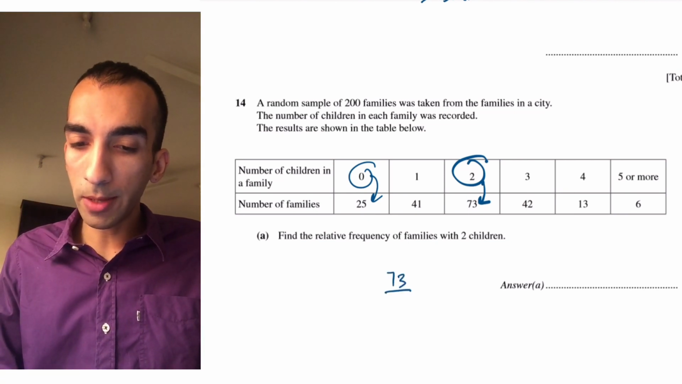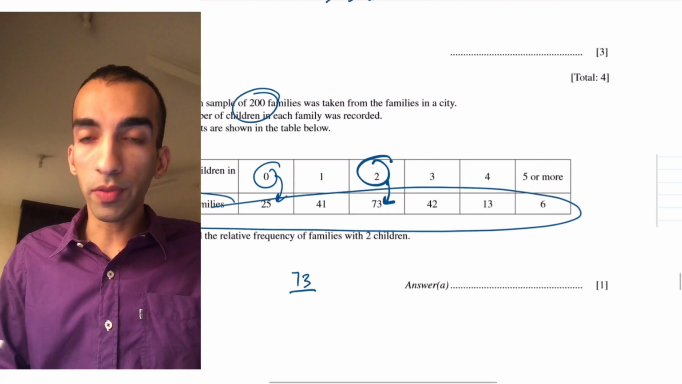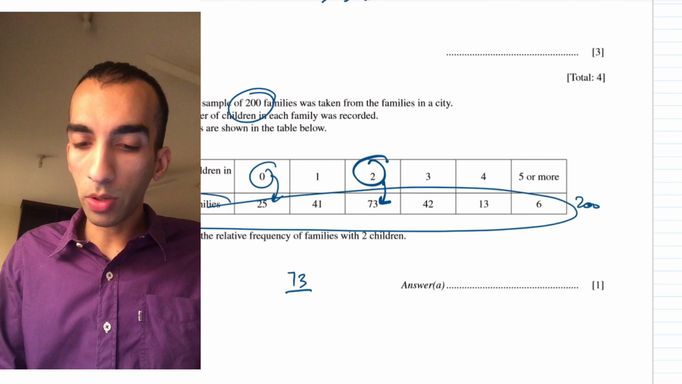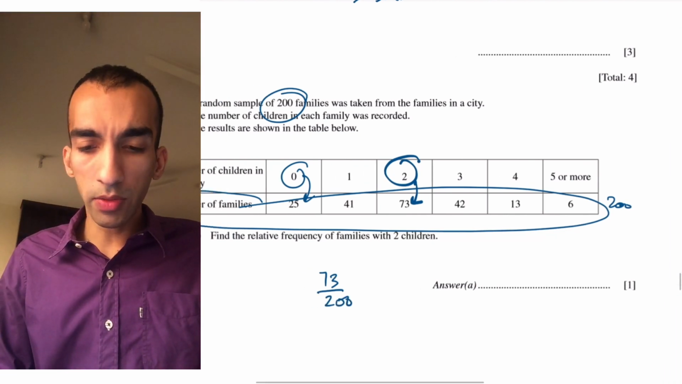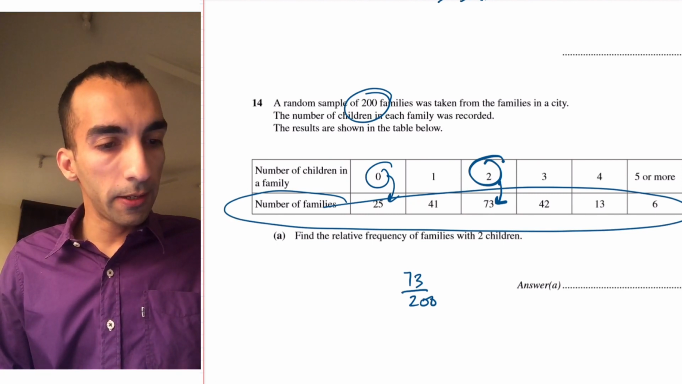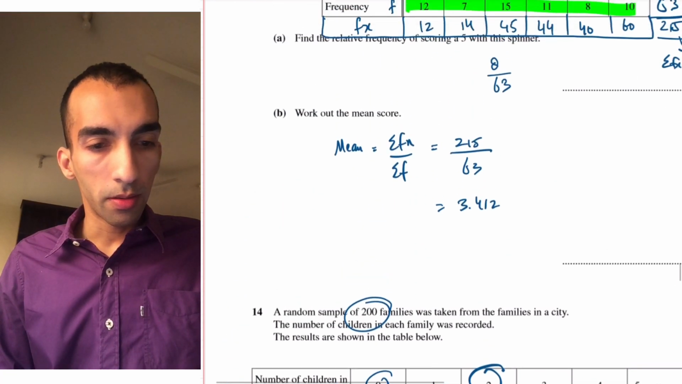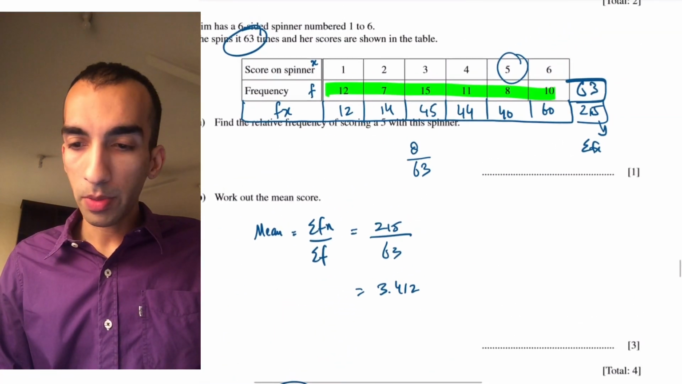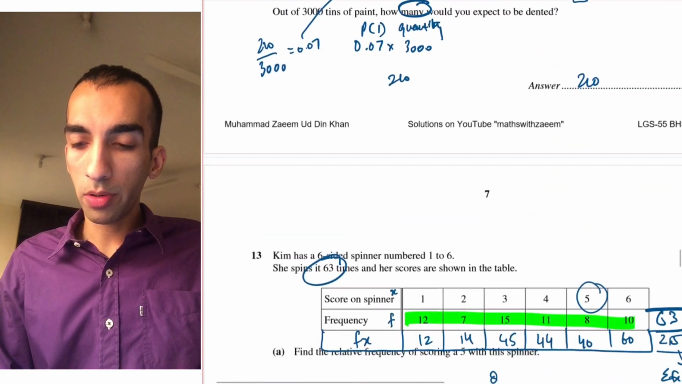73 divided by total of 200 families. This column, if I add this row up, is going to be equal to 200. So 73 divided by 200 would give us, in fact I can leave this answer like this because it is a probability question. Let me quickly compare the answers as well. Yep, so far so good.